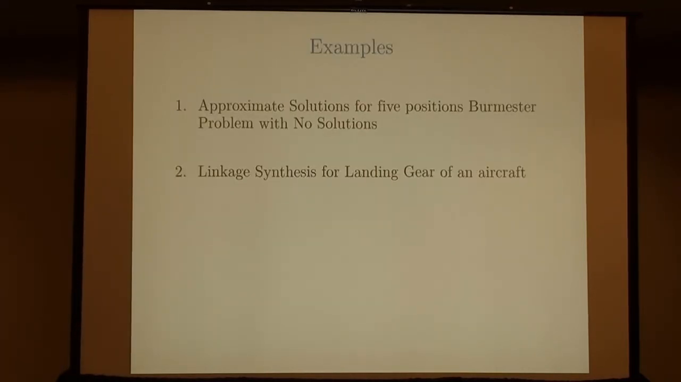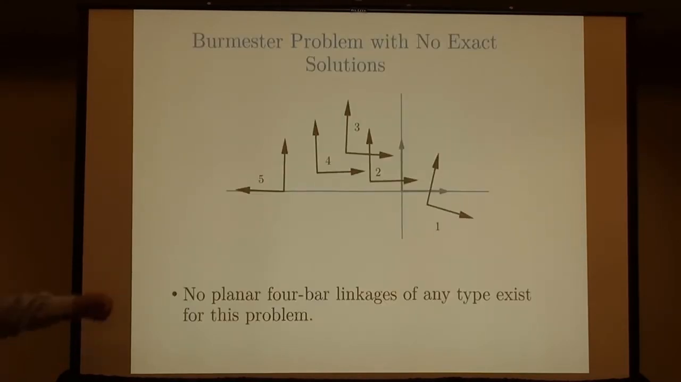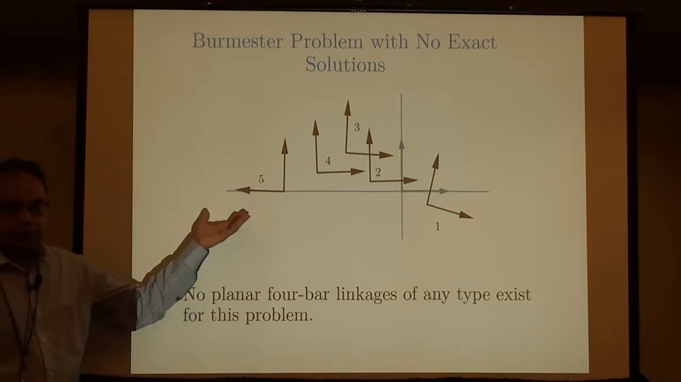Okay, so let me show you a couple of examples before I talk about the machine learning part. This is the problem where there's no solution. This is the Burmester problem. I have five positions, there's no 4-bar, either with revolute or prismatic joint. So what do I do in this case? Well, the designer needed this.